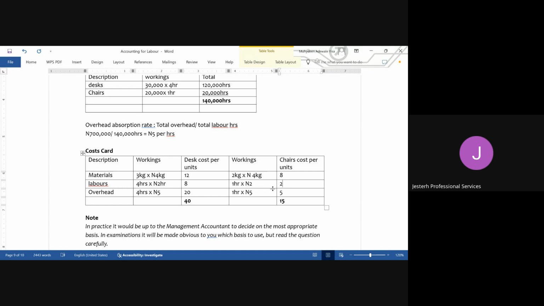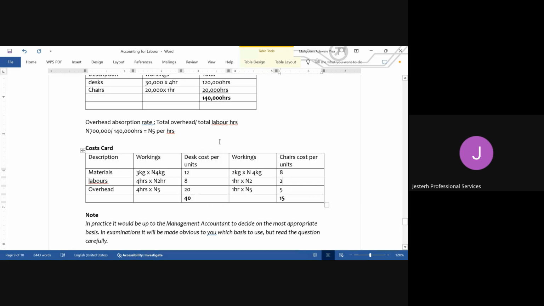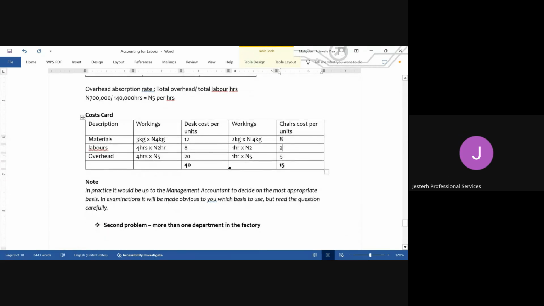So this cost card will help an organization to know that they are going to spend 40 naira per unit here, and 15 naira here. How much are we going to sell it for? That one is for another class. What we are determining here is just the cost. Once we get there, we are going to climb the ladder one after the other. Now, I believe we get this. Any question, you can unmute and ask before we move to the next one for tonight.